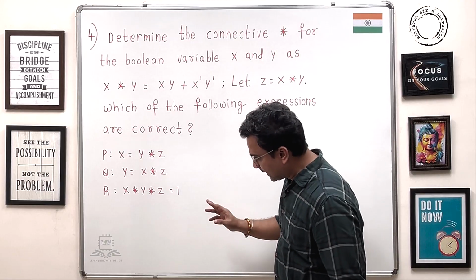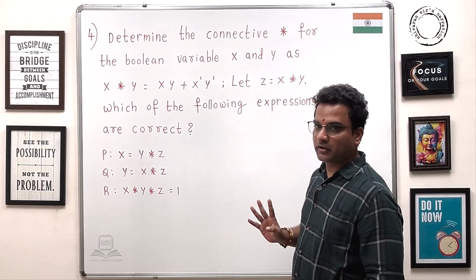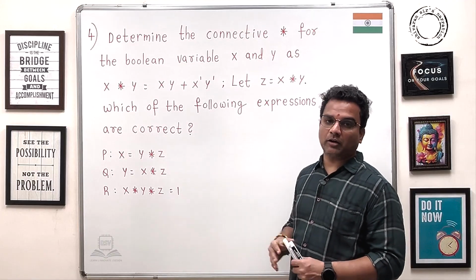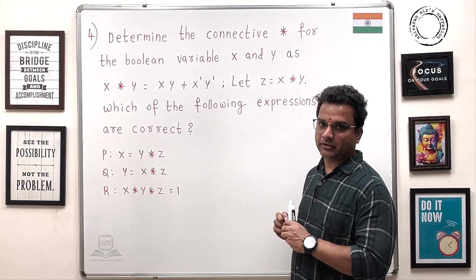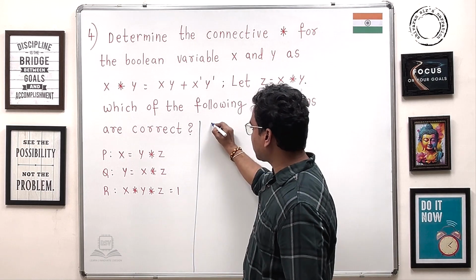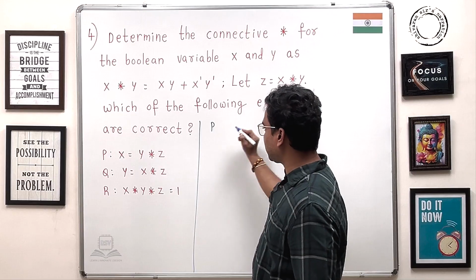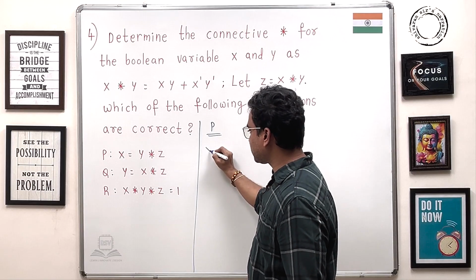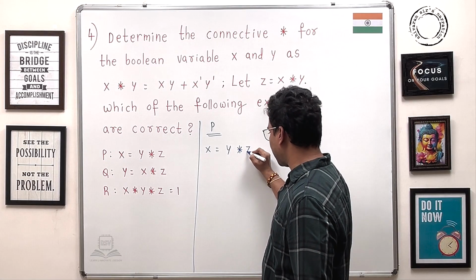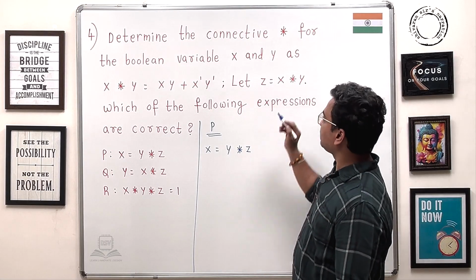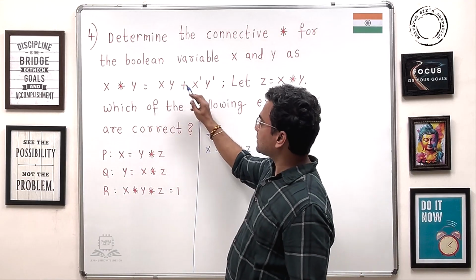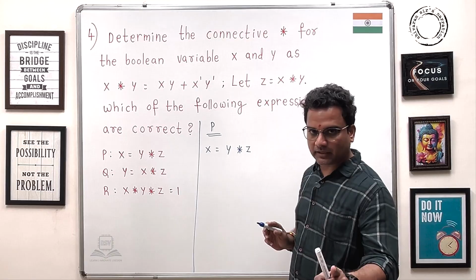x asterisk y asterisk z is equal to 1. Let us find out among the three, p, q, r, which of the expressions are correct. Let's first take p. It is simply x is equal to y asterisk z. Guys, if it is x asterisk y, it represents xy plus x bar y bar, isn't it?